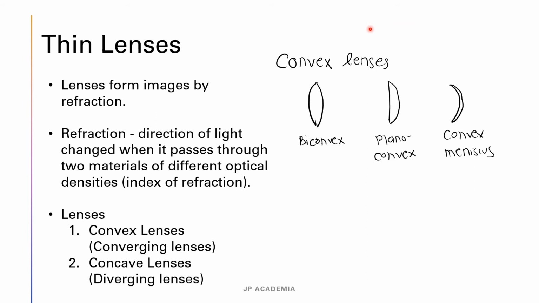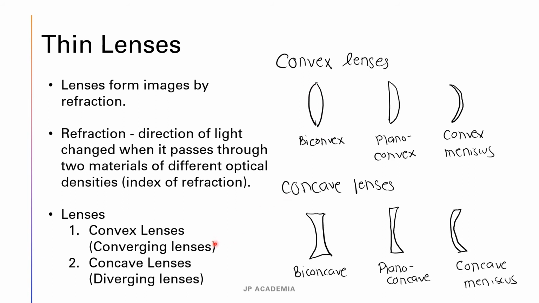Lenses can be classified into two. First, we have the convex lens. These lenses are also known as converging lenses. It is thicker at the center compared to the edges. Next, we have the concave lens. And these lenses are also known as diverging lenses. It is thinner at its center than the edges.